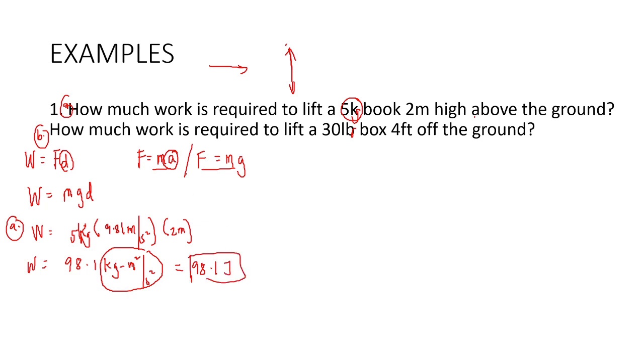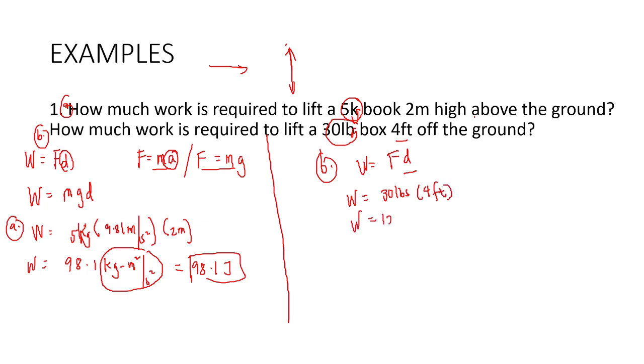Now for letter B, how much work is required to lift a 30 pounds box 4 feet off the ground? For B we still have the same formula: work is equal to force times distance. We already have the force, which is 30 pounds, and the distance, which is 4 feet. So this is 30 pounds times 4 feet, which is 120 foot-pounds, another unit of work. Let's move on to the next example.